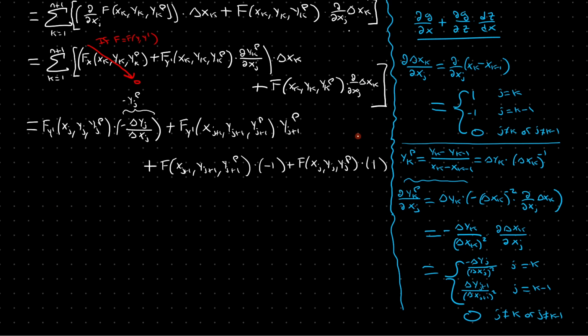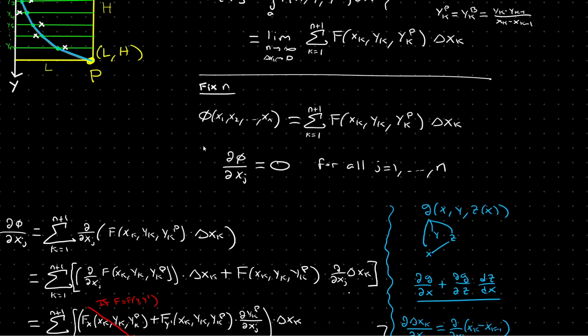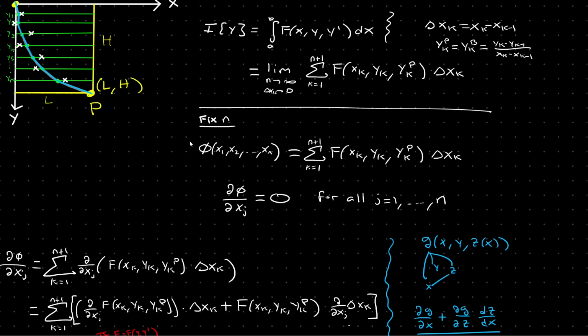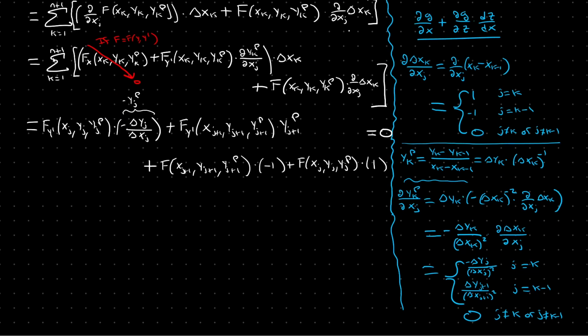So remember that this entire thing is being set equal to 0. It has to equal 0 because if you remember what we're trying to do, we always want to go back to what we're doing. We're setting all of the derivatives of this approximation equal to 0 to try and minimize this function phi as a function of all of these x values. In this equation, setting this entire thing equal to 0 can be written in a very nice form.